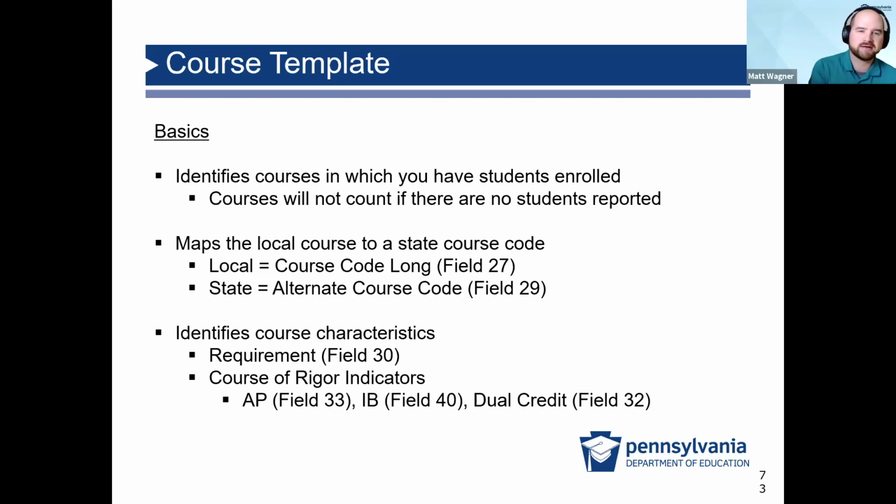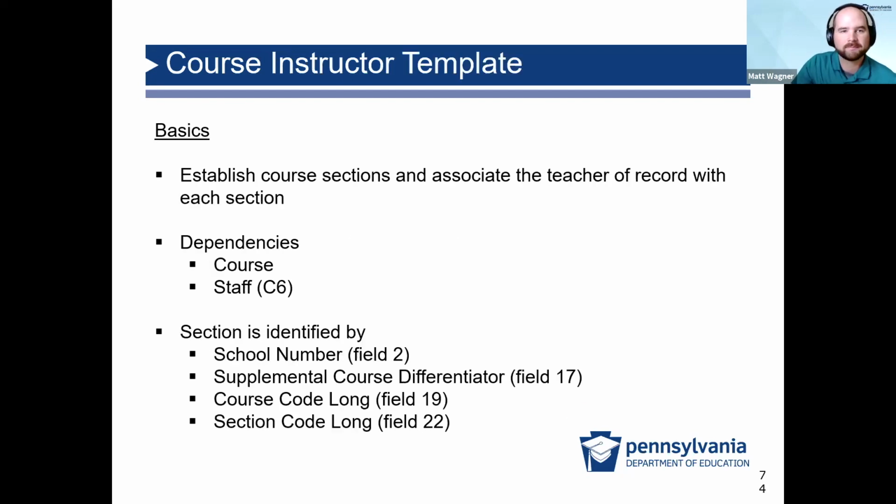And then some characteristics of these are the requirements. So, are these courses required for graduation, in field 30, and the course rigor indicators: field 32 for dual credit, field 33 for AP, and field 40 for IB classes.